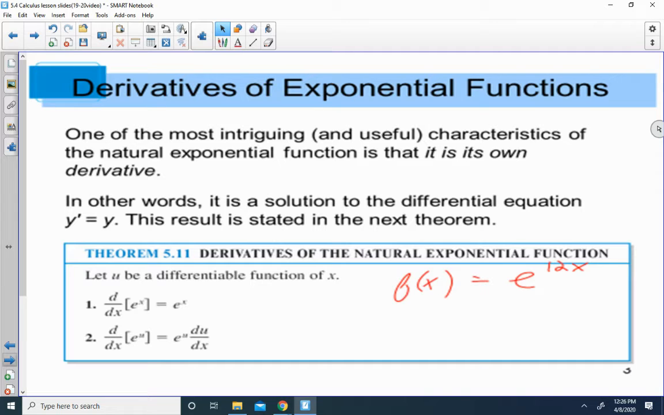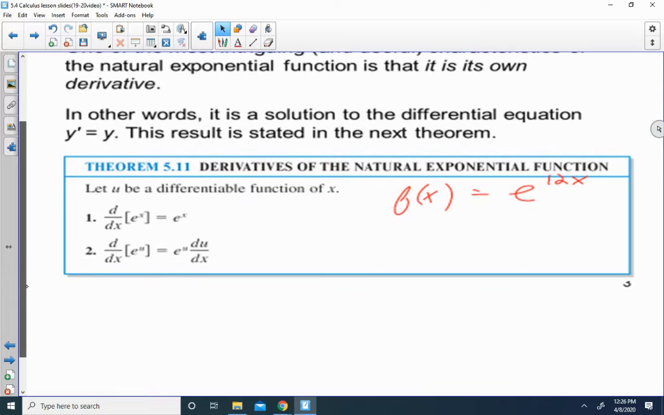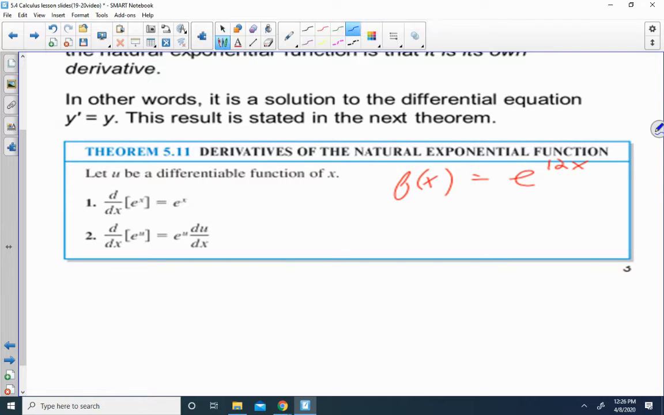The best way to derive e is, the first thing you want to do is take a look at its power. And whatever the power is, I want you to derive that. So in other words, take a look at the power and take the derivative of that. For example, the derivative of 12x, which is just going to be 12. That's going to be part one, deriving the power.